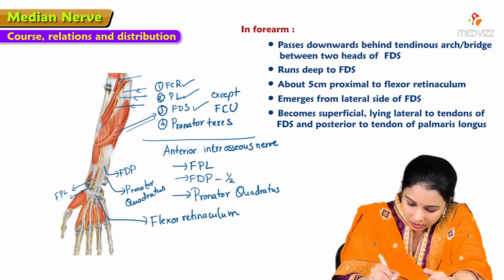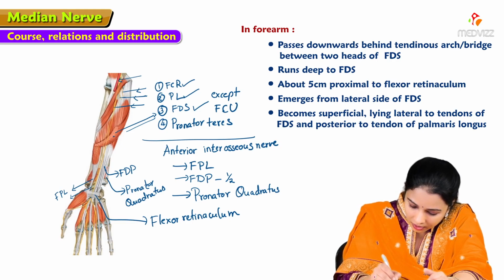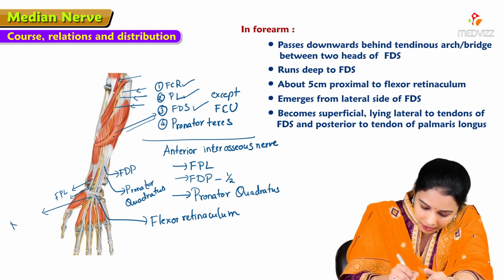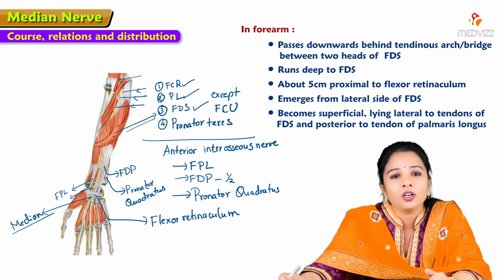So this is palmaris longus. So we can see here, this is the posterior to the tendon. Here is the median nerve, posterior to the tendon of palmaris longus.